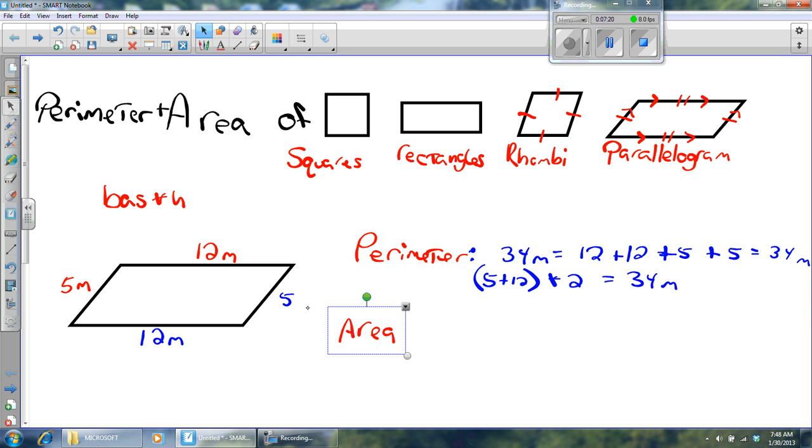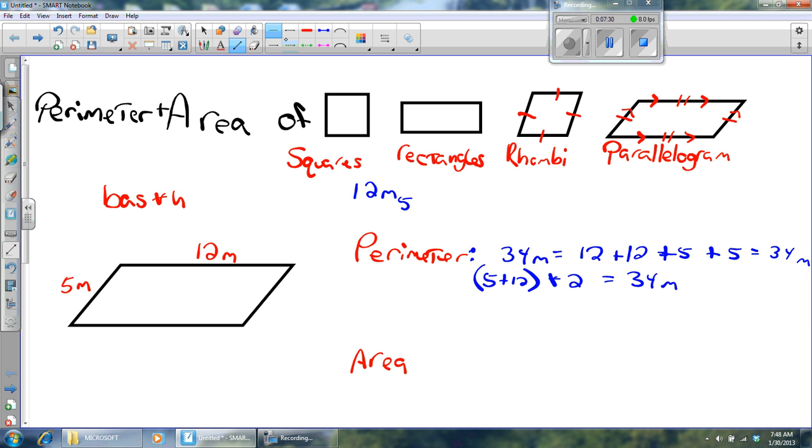I did that on purpose because remember we said the base and the height come together at a right angle. Do you see a right angle in this shape at all? No, I don't either. We need the base and height to come together at a right angle, so I need to drop a perpendicular line segment down. And if I don't have that right angle, I don't know the base and height.